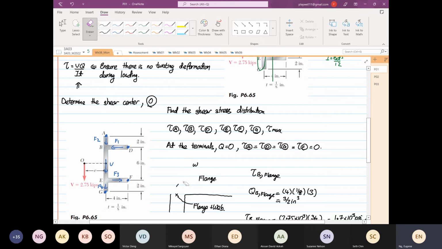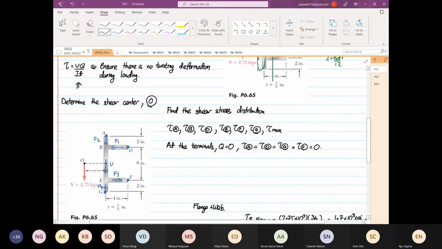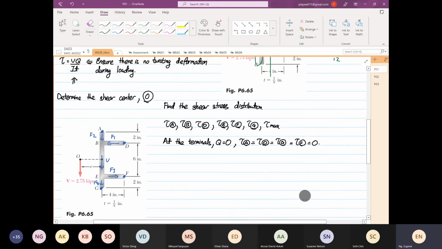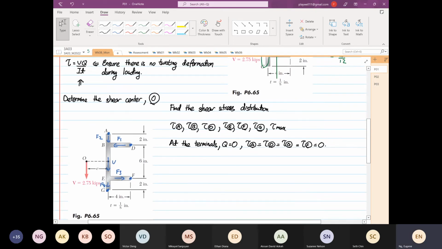I will erase this. We will start from the very beginning. I'll write everything out in case we forgot. So we're going to find the shearing stress distribution: the stress at point A, point B, point D, point E, point F, and point G. We realize that at the terminus, which are the dots that I'm drawing over in black now, the shearing stress is equal to 0, because our first moment of area is equal to 0.